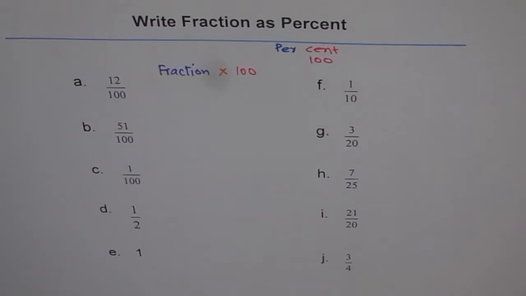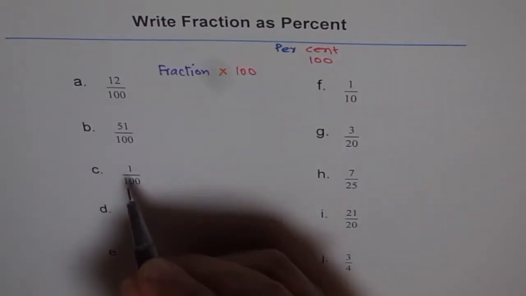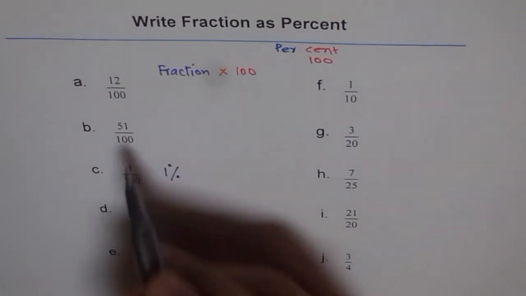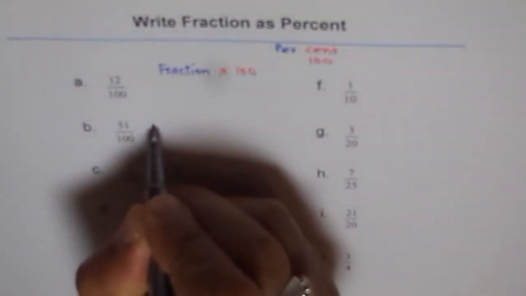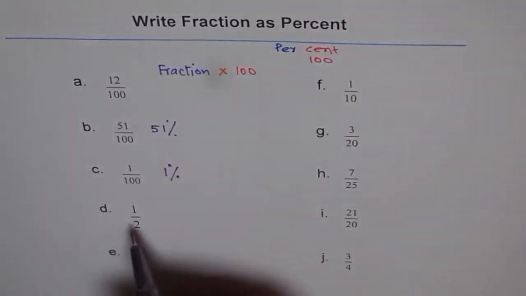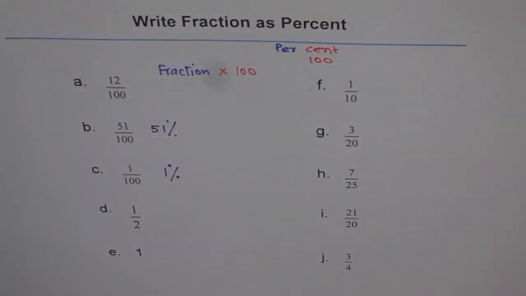Now here, when we write 1 over 100, that means it is 1%. Is it okay? That's easy. If it is 51 over 100, it is 51%, right? Now half. Half is what? Half, you know, is 50. It is 50%. But how do you get it?